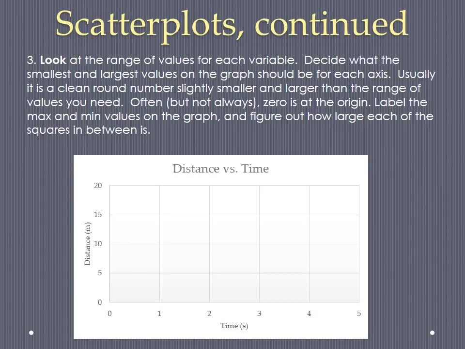Once you've figured out your maximum and minimum numbers, figure out how large each one of the squares in between will be. Make sure that these numbers are evenly spread apart. So you'll notice that the y-axis goes up by 5 each time, and then the x-axis goes up by 1. Also, a good rule of thumb is that the origin, which is where the x and y-axis meet, is usually 0.